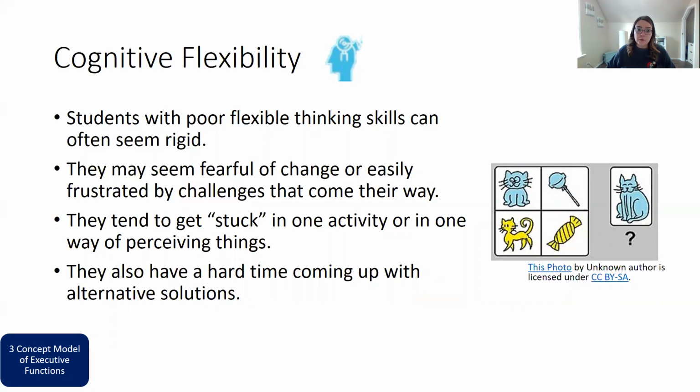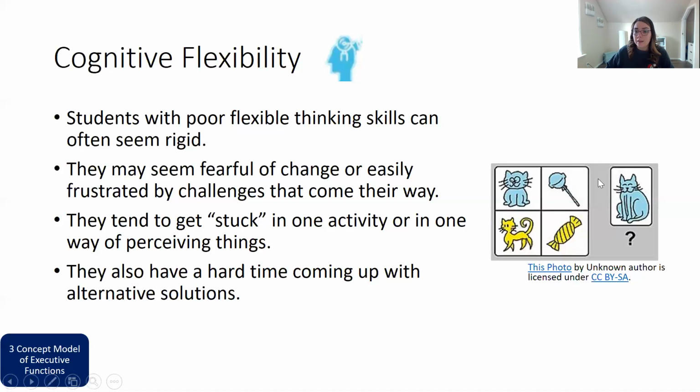So students with poor flexible thinking skills can often seem rigid, that they're uncomfortable with change. They might feel fearful. They might be easily frustrated by challenges that come their way. So those are students that shut down right away. They tend to get stuck in one activity or in one way of perceiving things. They don't want to change their thoughts. And they also have a hard time coming up with alternative solutions.